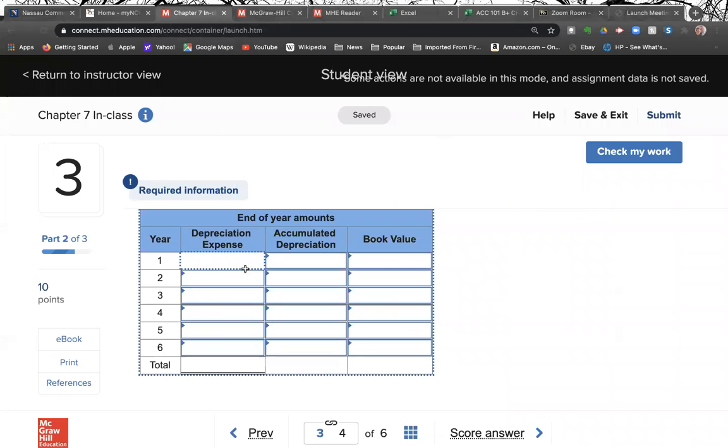Okay, so depreciation expense was 90,000, 60, 40, 26,667, 17,778, and 11,555, right? And that should add up to 246. Bingo, right? Here I know this has to be 246. Here I know this has to be 24.